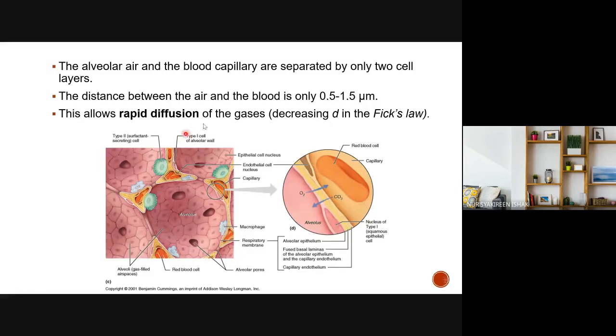Okay. So as you can see here, this is the blood capillaries that contains red blood cell. So this is the alveolus. So the oxygen from the alveolus will diffuse across the alveolus wall and across the blood capillaries and into your red blood cells that contain hemoglobin. So oxygen will bind to hemoglobin. Okay.